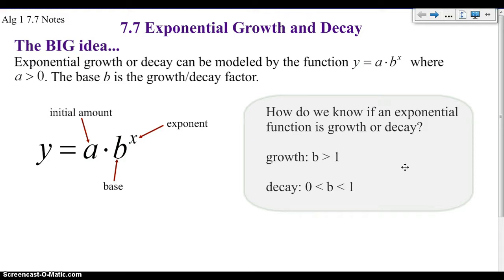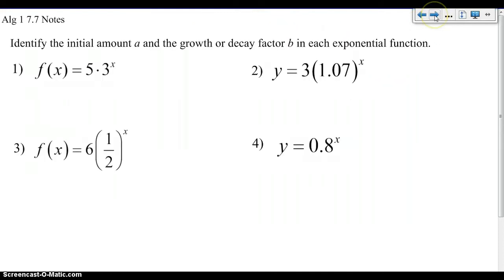Now you can see from the standard form of the equation, A is the initial amount. This is what you start with. The base is B. The exponent is up here. I don't think any of that's news, but let's go ahead and take a look at this and make sure we know how to identify the correct parts. Identify the initial amount A and the growth or decay factor B. I'm going to move through these pretty quickly.